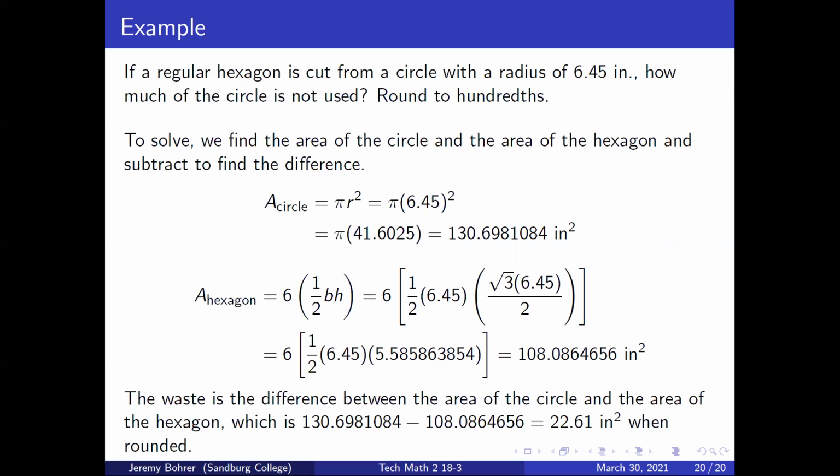The waste is the difference between the area of the circle and the area of the hexagon, which is 130.6981084 minus 108.0864656, or 22.61 square inches when rounded.